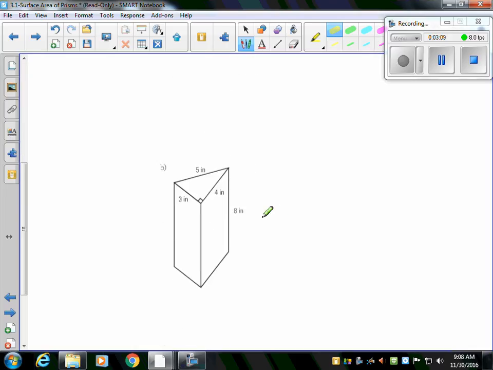Whereas with the next one, you're going to end up with two ends that are right triangles, but it looks like you're going to end up with three different rectangles. You're going to end up with a 4 by 8 rectangle, a 3 by 8, and in the background where you can't see, if we draw this line across the bottom, you're going to end up with a 5 by 8 rectangle that's in the back that we can't see.